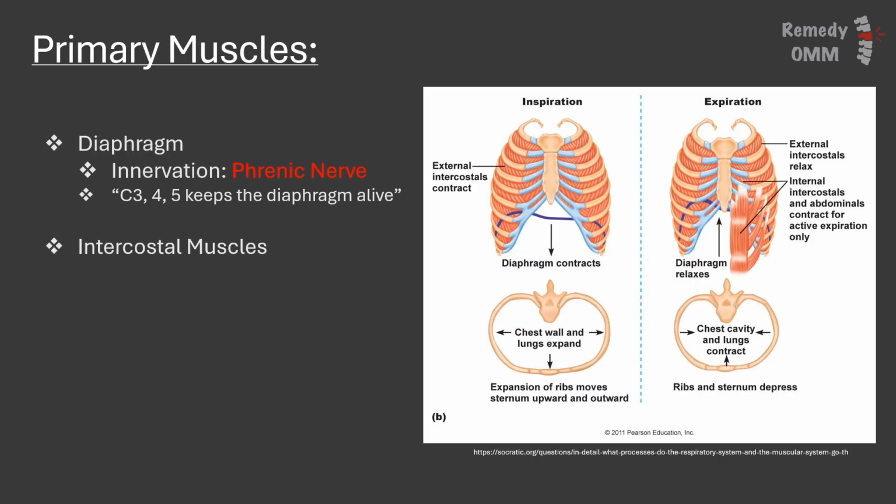The primary muscles of respiration include the diaphragm and the intercostal muscles. The diaphragm is innervated by the phrenic nerve. Remember, C3, C4, C5 keeps the diaphragm alive.